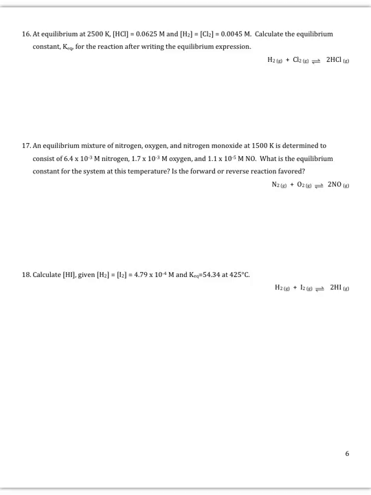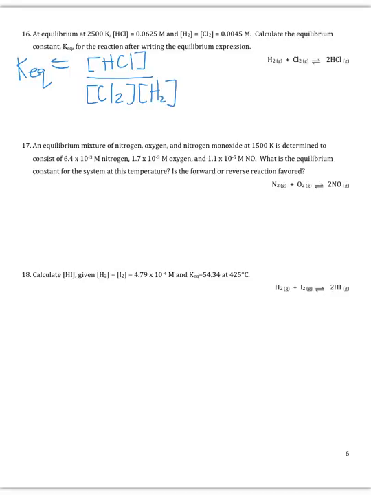Let's look at numbers 16 through 18 in your chemical equilibrium packet. In number 16, we have some concentrations that are given for each of the substances in our reversible reaction. We want to calculate the equilibrium constant after we write the equilibrium expression. So for the equilibrium expression, we always do products over reactants.